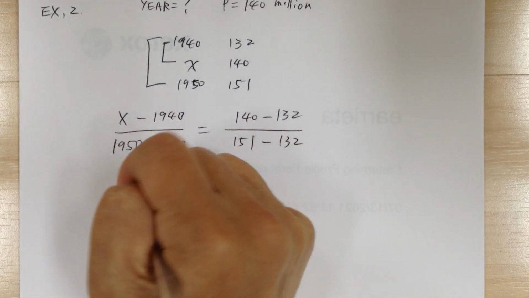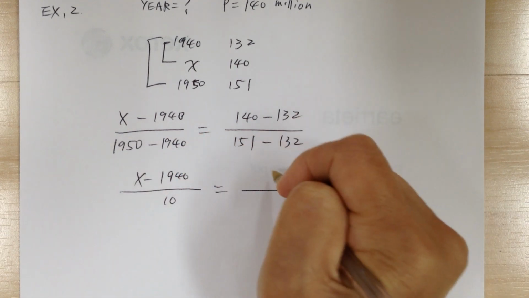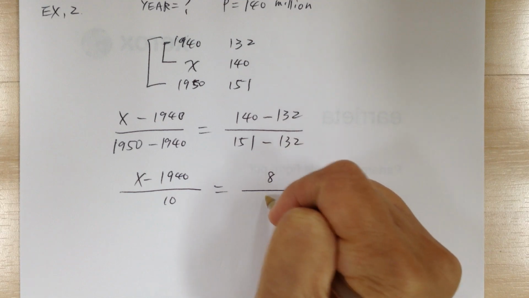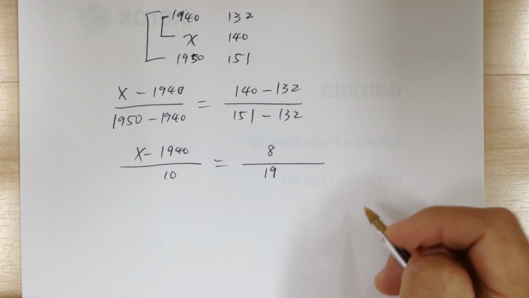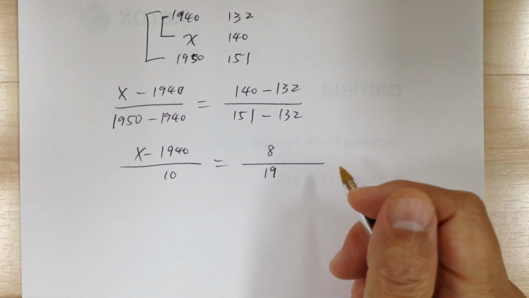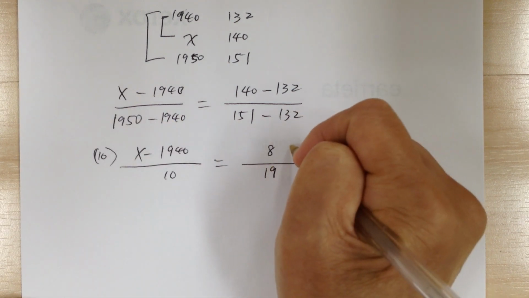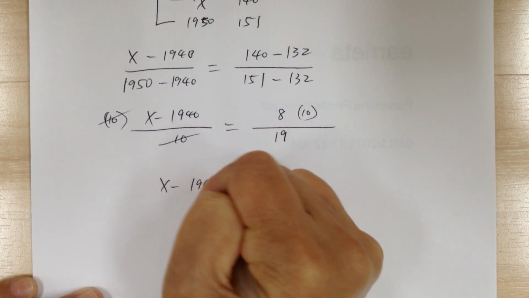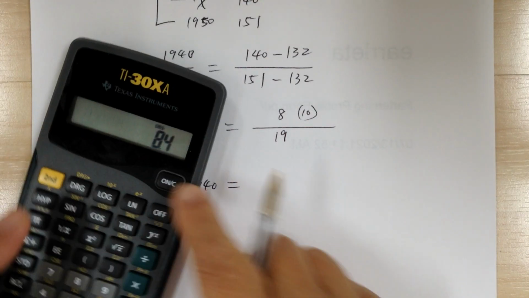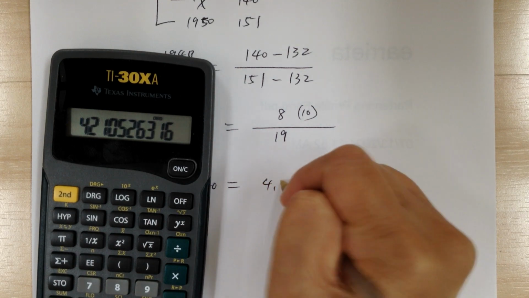Again, that's going to simplify. So x minus 1940 over 10 equals 8 over 19. Then I'm going to multiply both sides by 10 to get rid of my denominator. So x minus 1940 is equal to 4.21.